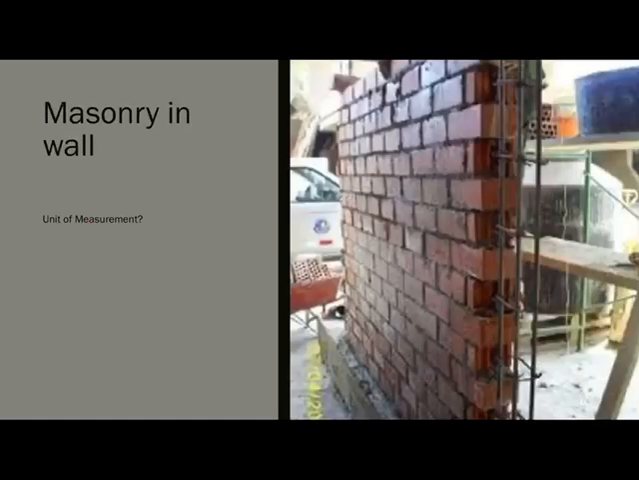Now when you talk about masonry in walls, it is taken in meter cube, where we take the length of the wall into the breadth, which is usually 20 centimeters. This is a usual value, into the height of the wall, which is usually 3 meters.